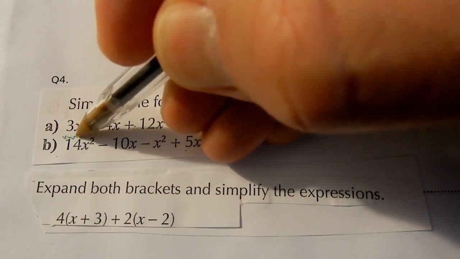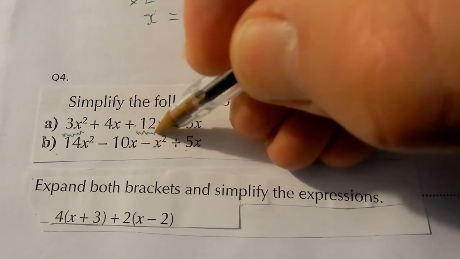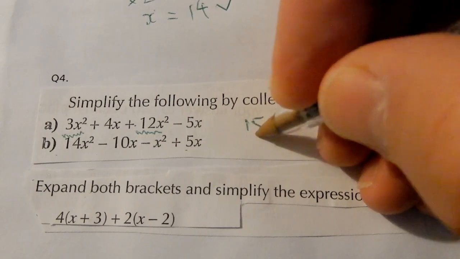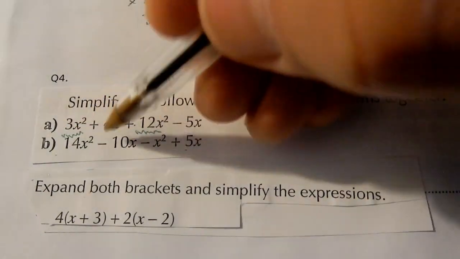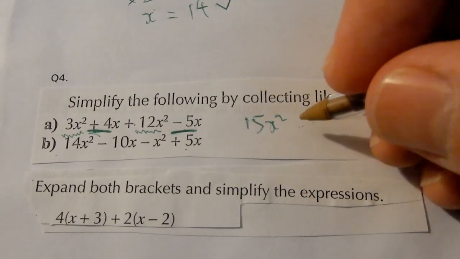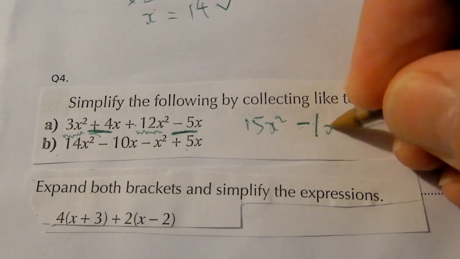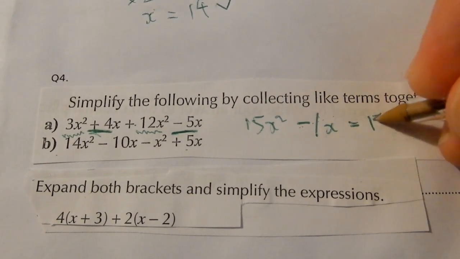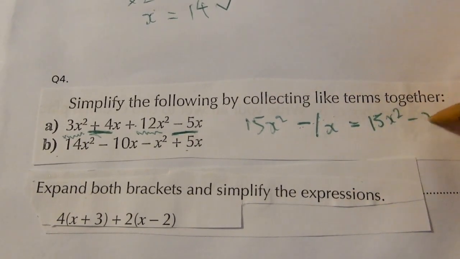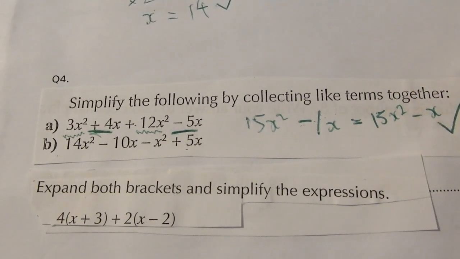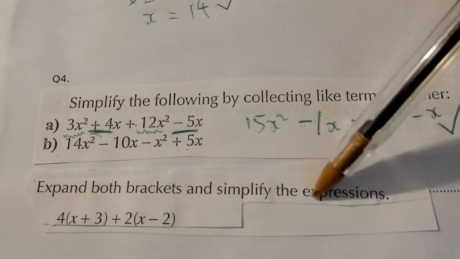Okay, there's 3x squared and 12x squared. 3 and 12 is 15x squared. We've got plus 4x and minus 5x, which will leave me with just minus 1x, and we usually leave the 1 out. So 15x squared minus x. Good answer. Expand both brackets and simplify the expression.